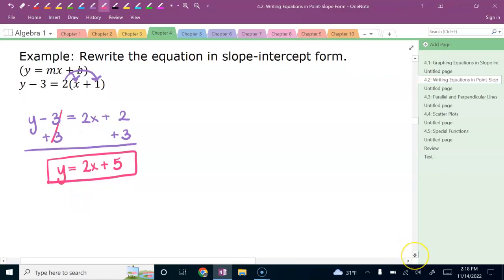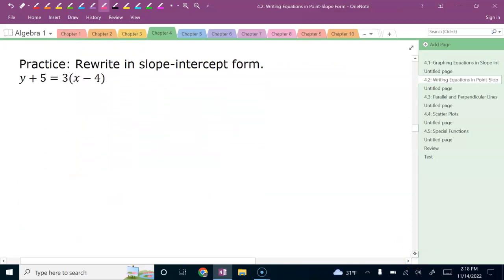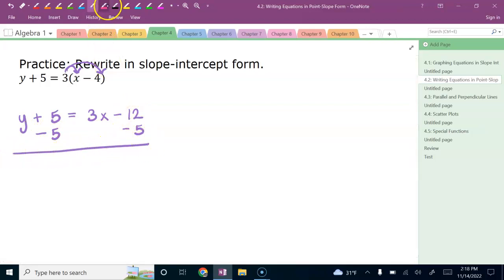So I want you to take a minute here and do this practice problem. So I started this one the same way. I distribute the 3 first. So I have y plus 5 equals 3x minus 12. Then I'm going to subtract 5. So I have y equals 3x, and then negative 12 minus 5 would be negative 17.